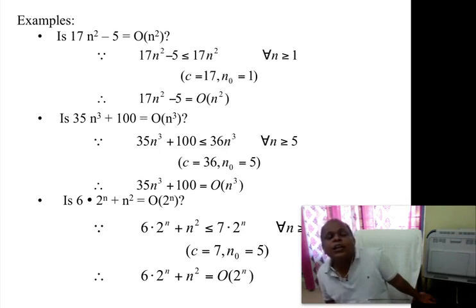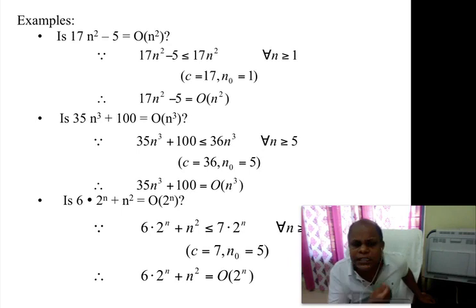Now 17n square minus 5 is less than or equal to 17n square. Hence here c becomes 17 and n0 becomes 1. Hence for c equal to 17 and n0 equal to 1, beyond the value of n0 equal to 1, 17n square minus 5 is always less than or equal to 17n square, for whatever the value of n is, 1 or 2 or 3 or more than that. That means n value is greater than or equal to 1. Hence this function 17n square minus 5 is equal to big O of n square.